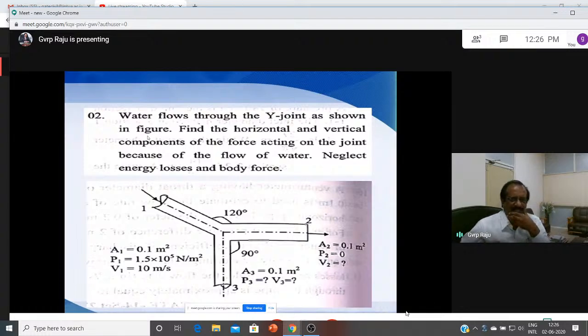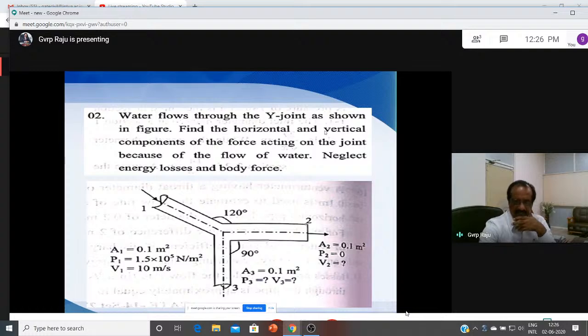So water flows through a Y joint as shown in the figure. Find the horizontal and vertical components of the force acting on the joint because of the flow of water. Neglect losses here, energy loss and body force. Need to consider only pressure force. Water flows through the Y joint, so this is the Y joint here as shown in the figure.